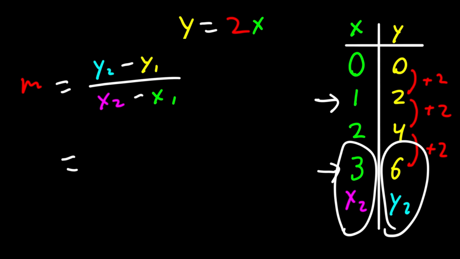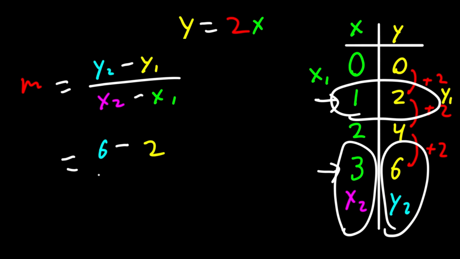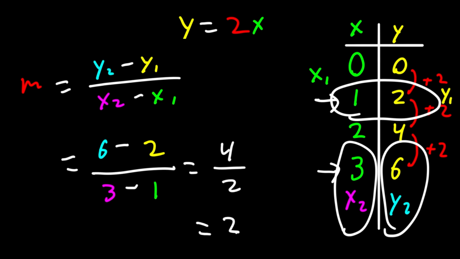So let's plug this into the formula. y2 is 6. And since 3, 6 is the second point, it means 1, 2 is going to be the first point. And that means 1 is going to be x1, while 2 is going to be y1. So y1 is 2. x2 is 3. And x1 is 1. So now we have 6 minus 2, that's going to be 4, over 3 minus 1, that's going to be 2. And 4 over 2 simplifies to 2. And the slope is also 2, so we know we got the right answer.